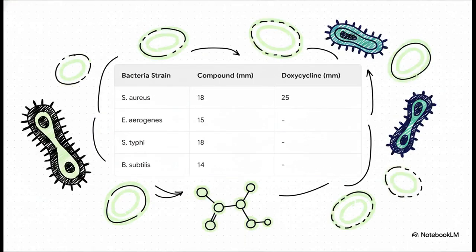In fact, when we look at the full data across all 4 bacterial strains, we see real consistency. Our compound scored 18-millimeter clearances against both Staph aureus and Salmonella typhi. It also successfully inhibited E. aerogenes and B. subtilis, proving its broad-spectrum viability across some very different strains of bacteria.